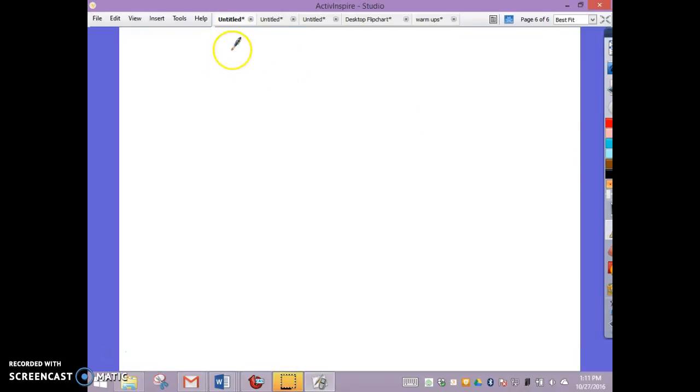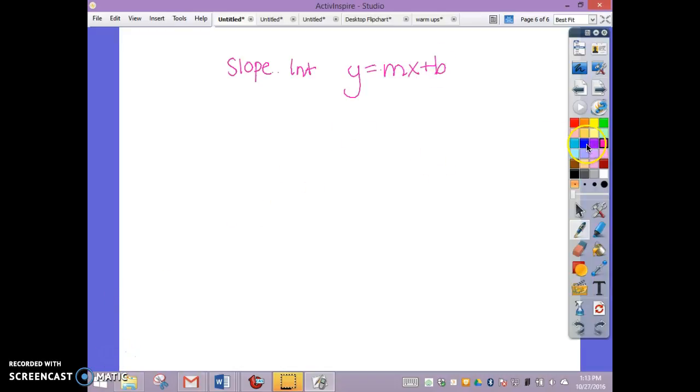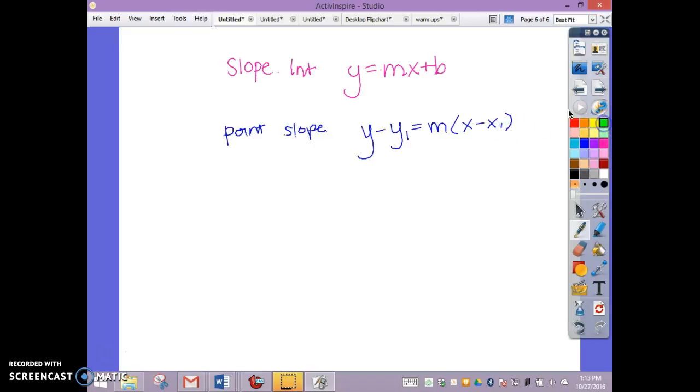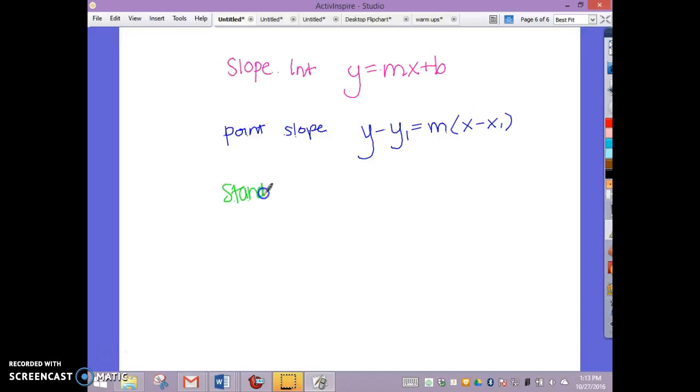The three versions that we have of a linear function are slope-intercept form, and that is y equals mx plus b. The second form is called point slope form, and that is y minus y1 equals m times (x minus x1). And the last one is our standard form, and that is ax plus by equals c.